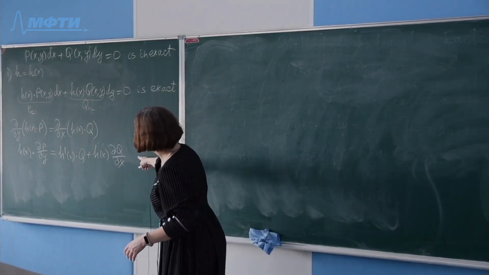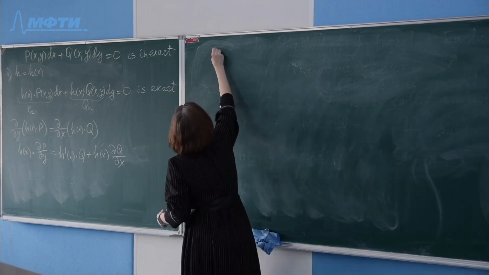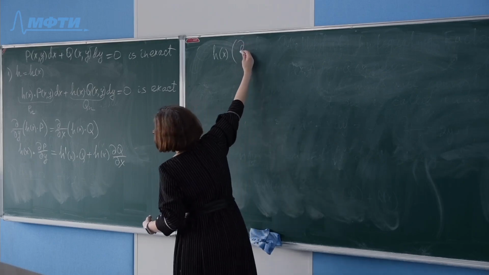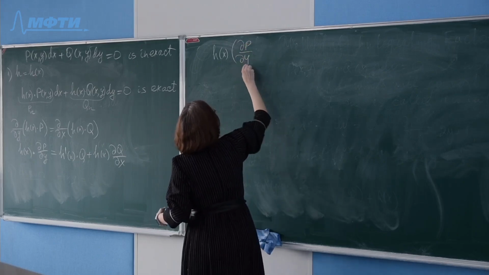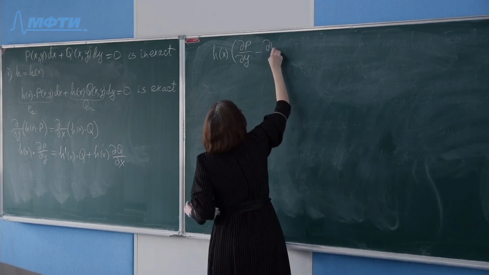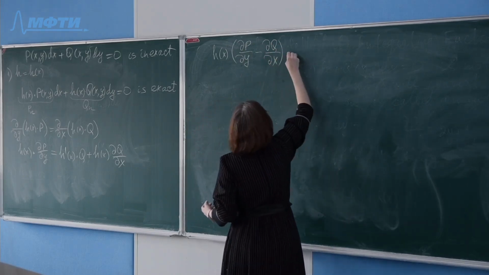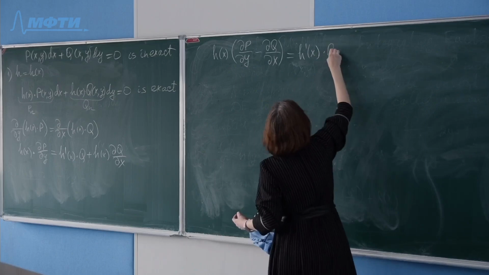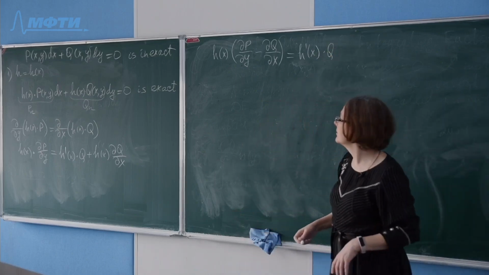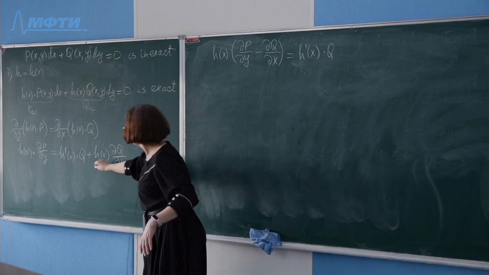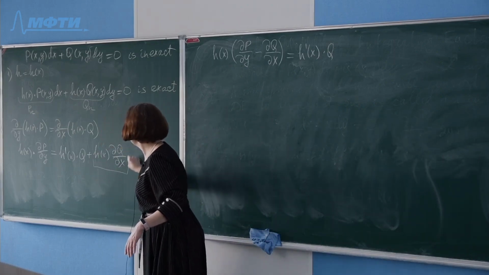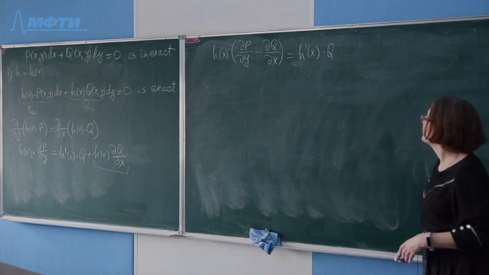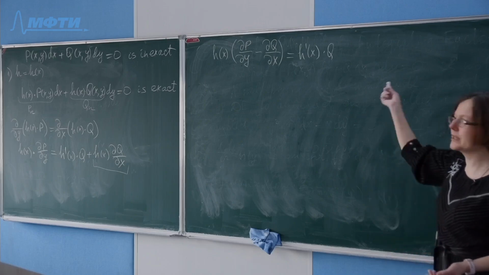Well, let's rewrite our equation as h of x times dP over dy minus dQ over dx equals h prime of x times Q. Right? So I have moved this term to the left, and our equation has become this. Now, is it clear?